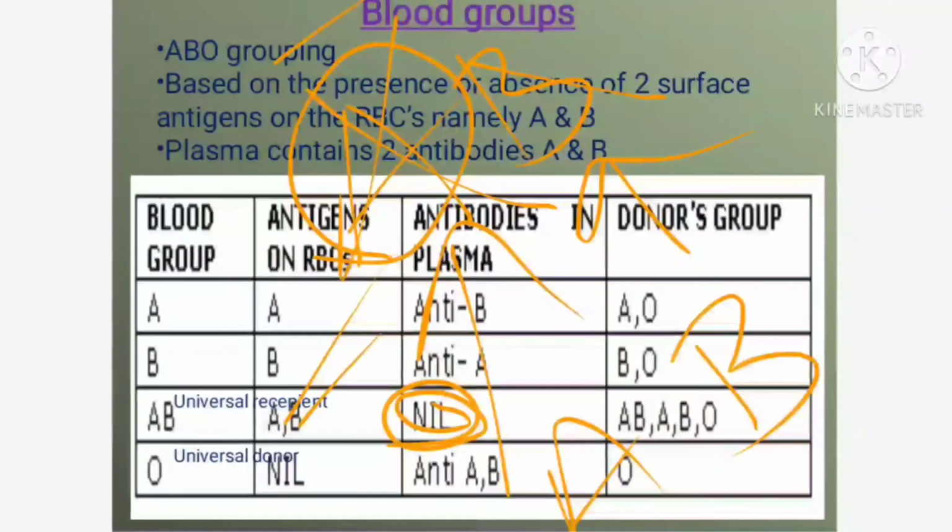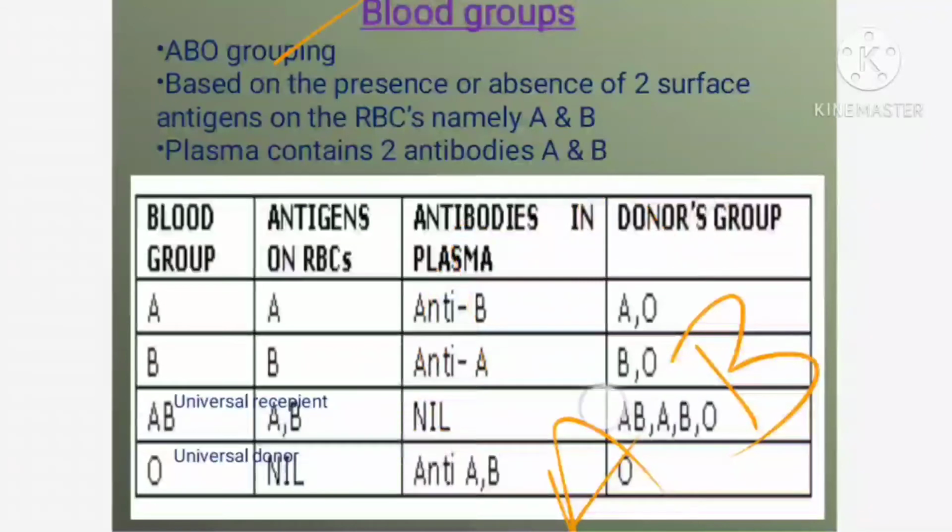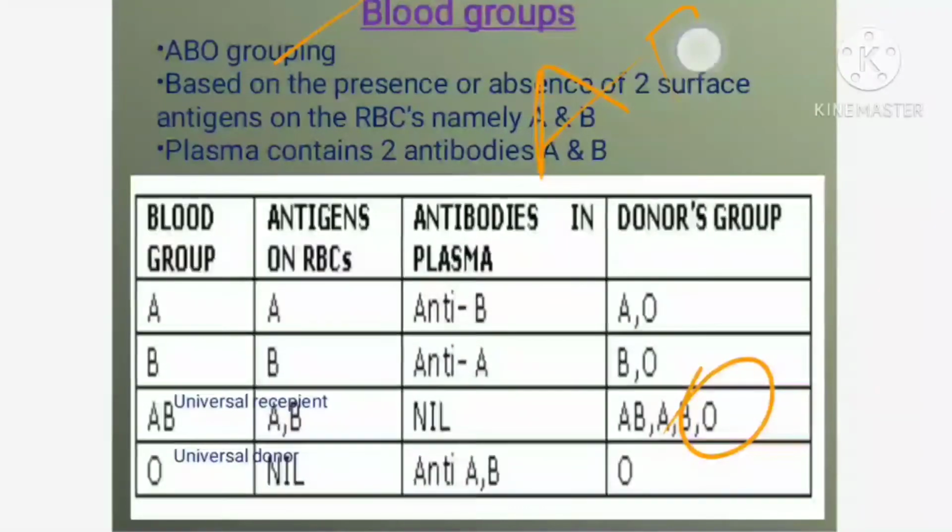A universal recipient. Another thing I told you is that O can also give blood to AB. O can also give blood to AB. Why? AB can also give, isn't it? AB can give, no problem. O can also give. Why? Because in O, is there any foreign body present, any antigen present? No.